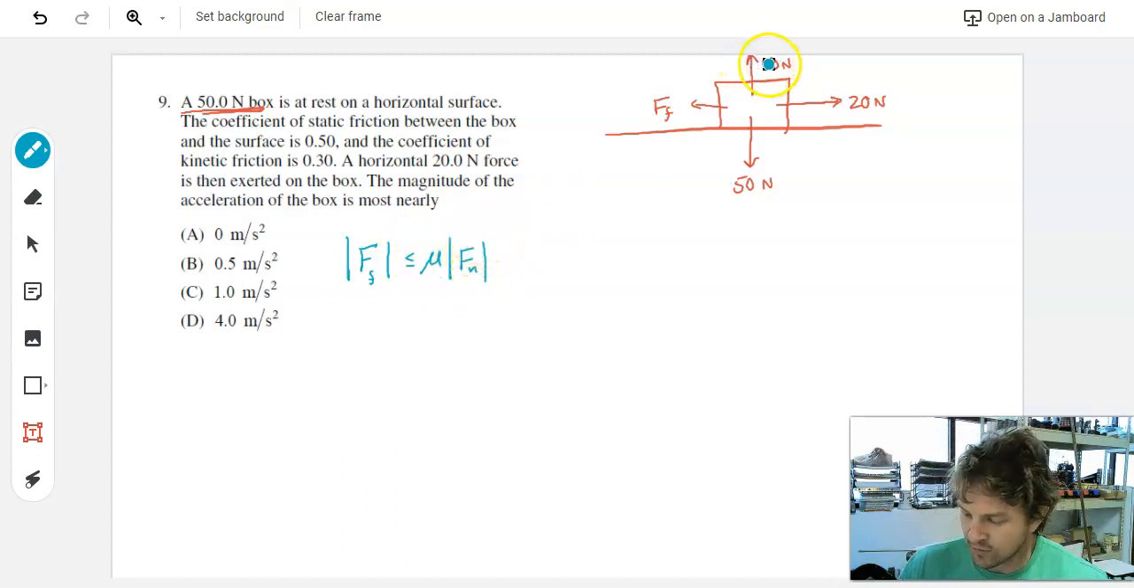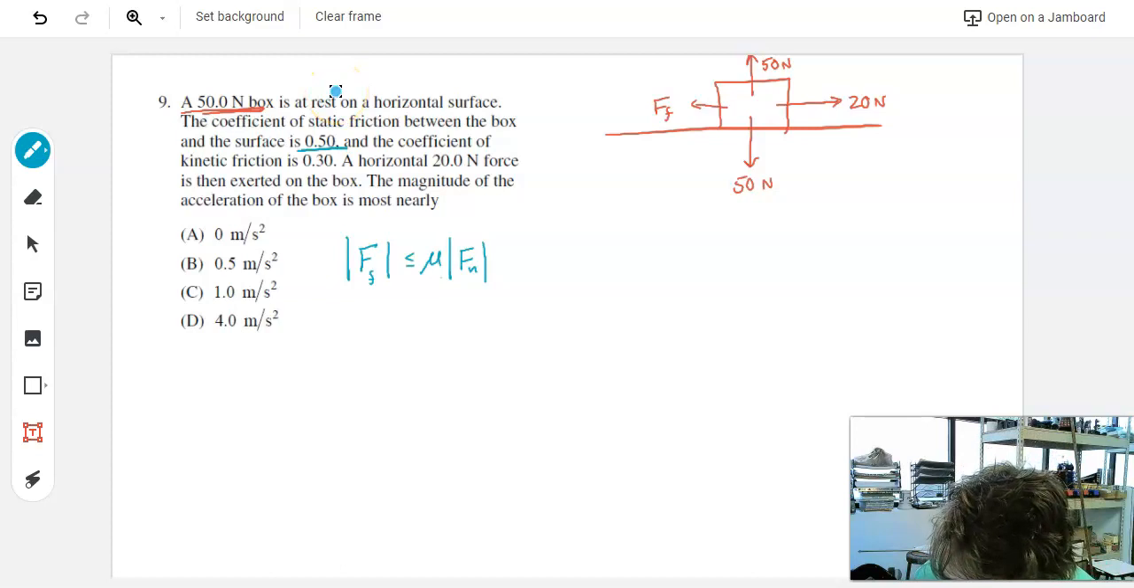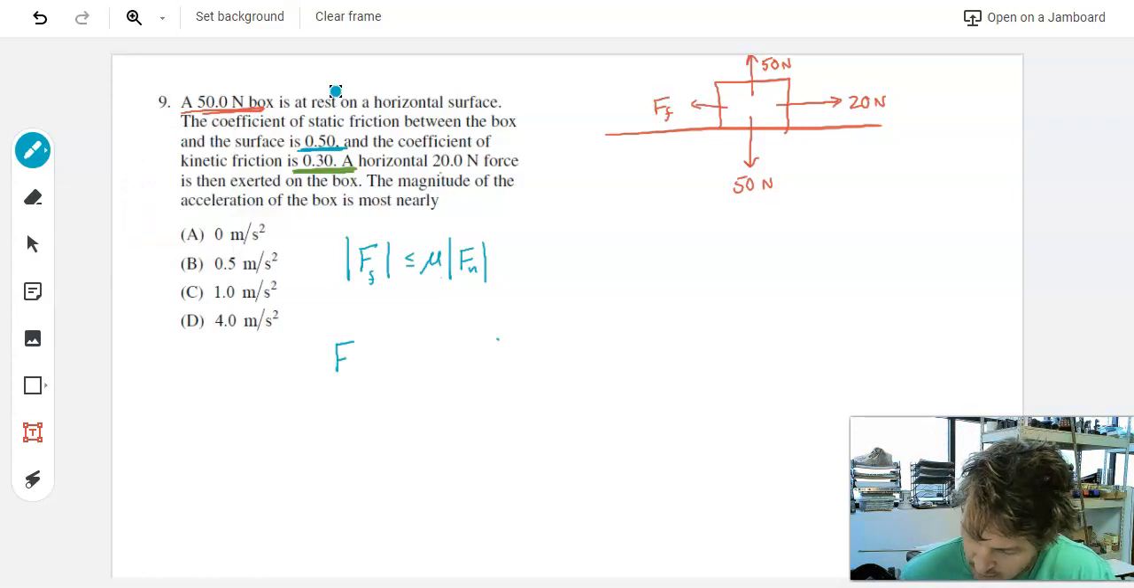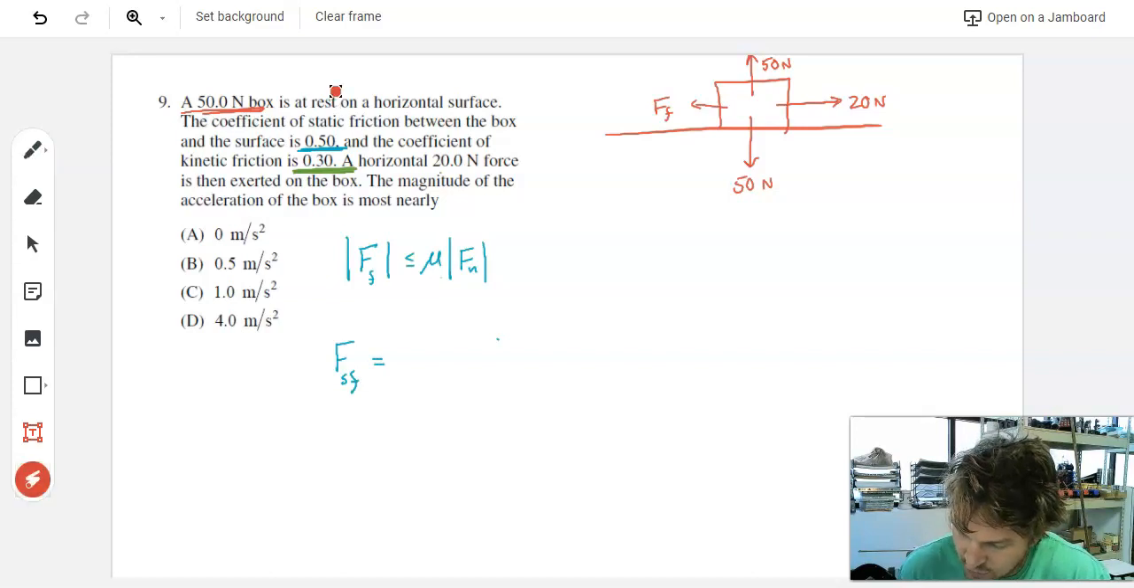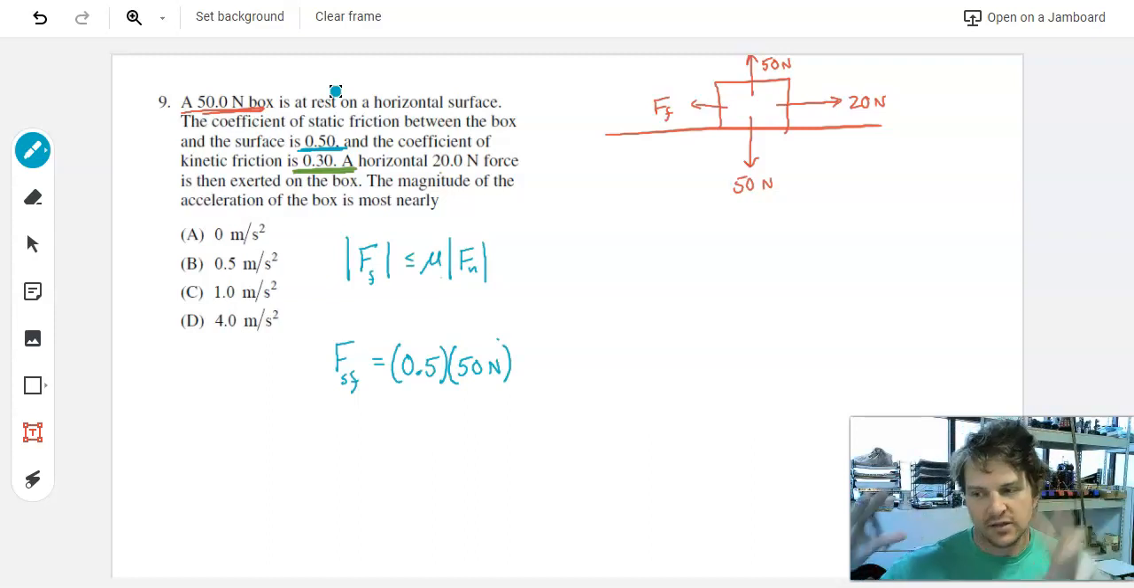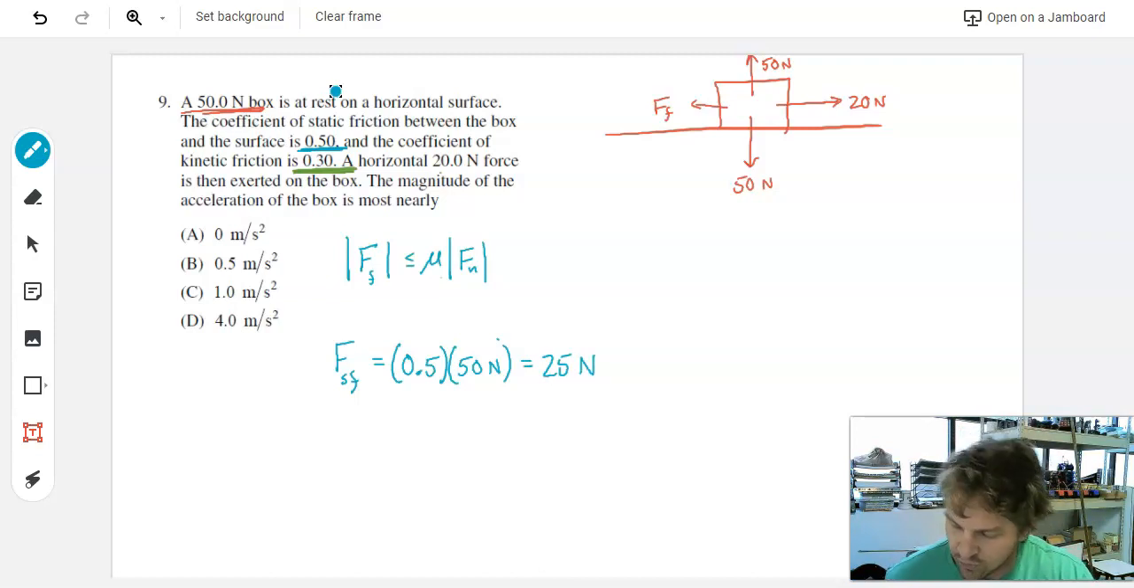So we know the normal force is 50. We know mu for each one of these. Static is 0.5, and kinetic is 0.3. So I need to figure out what the static friction force is. So we're going to plug in: static friction is equal to mu for static friction, right there, 0.5, and the normal force is 50 newtons. So the static friction force, the biggest the static friction force can be, is 25 newtons.